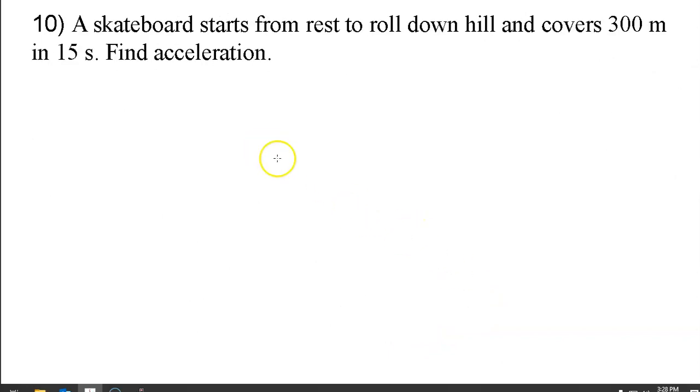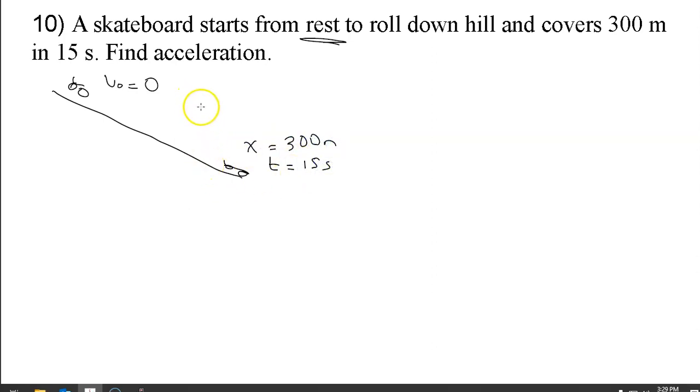Number 10, I got a skateboard. It's going to roll down a hill. So let's draw something here. There's a skateboard at the bottom. Here's the skateboard at the top. And it starts from rest, so V naught equals 0. It's going to roll down the hill, covers a distance, a displacement of 300 meters in a time of 15 seconds. They want the acceleration right there.